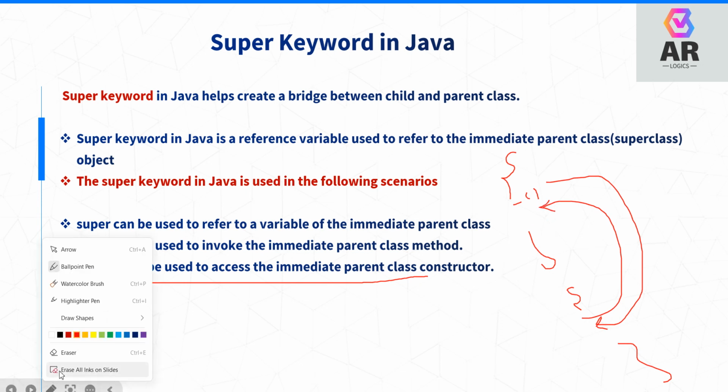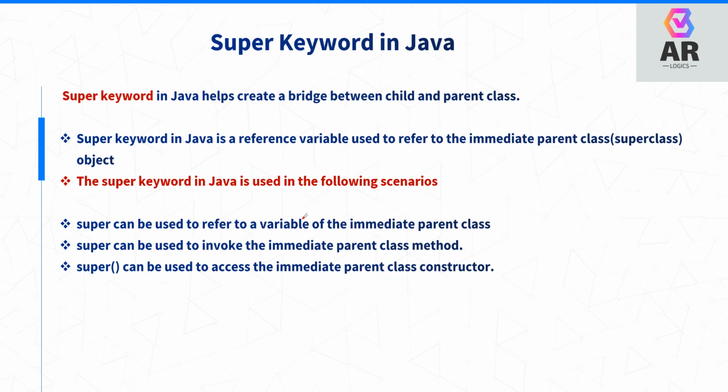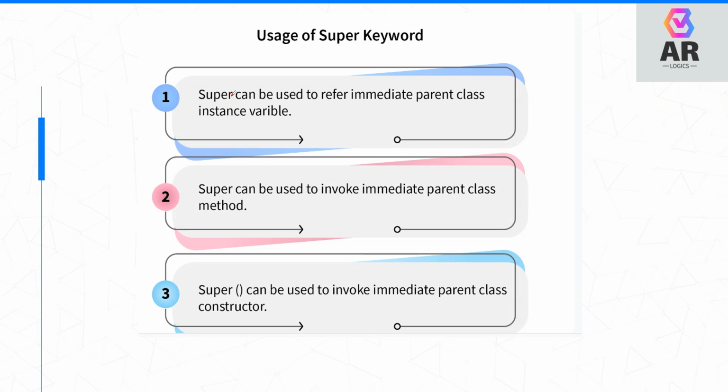Now, what is the super keyword? It's a reference variable of the immediate parent class. It invokes the immediate parent class method. The super keyword can be used to access the immediate parent class constructor. It can also be used for the immediate parent class instance variable, which we declare at class level, referring the parent class variable from the child.